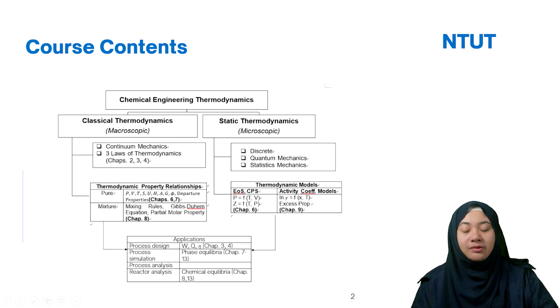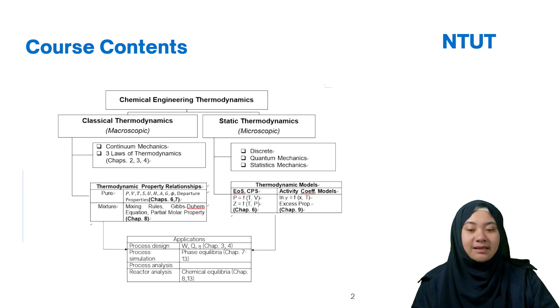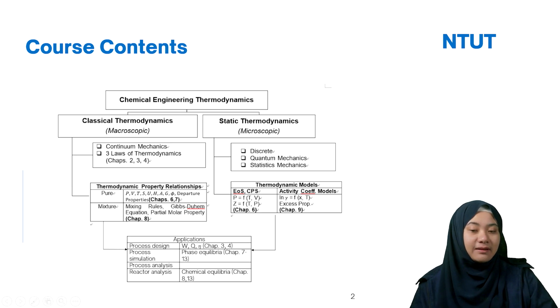So for the pure, you need the pressure, the volume, the temperature, entropy, U for the internal energy, enthalpy, Helmholtz free energy, Gibbs free energy, and then phi. Phi is the fugacity coefficient here, to check the quality of your mixture, whether it approaches ideal or is highly non-ideal. Later we will discuss departure properties. This is in chapter 6 or 7.